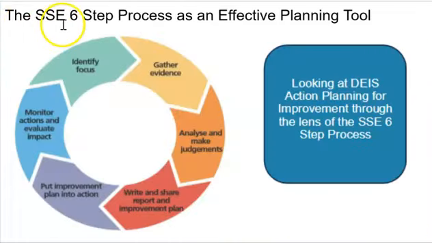The SSE 6-step process as an effective planning tool. So the first step of the 6-step process is to identify focus. The second step is to gather evidence. The third step is to analyze and make judgments. The fourth step is to write and share the report and improvement plan. The 5th step is to put the improvement plan into action. And the 6th step is to monitor actions and evaluate impact.